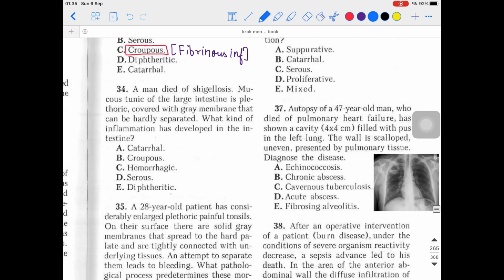34. A man died of shigellosis. The mucosa of the large intestine is plethoric, covered with a gray membrane. The next question is also about fibrinous inflammation that can be hardly separated, which means they are talking about the diphtheric fibrinous inflammation, isn't it? So the answer will be diphtheric fibrinous inflammation. I hope you are getting these questions quite comfortably, right?